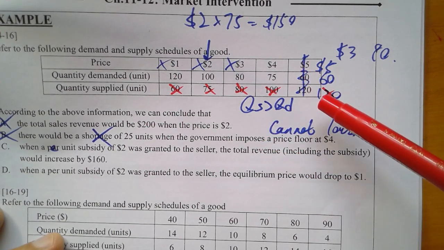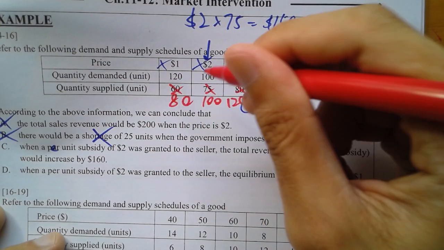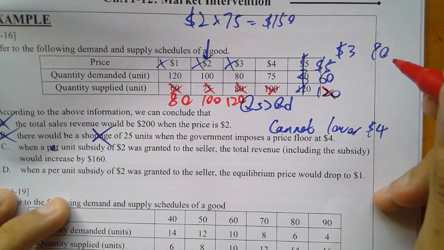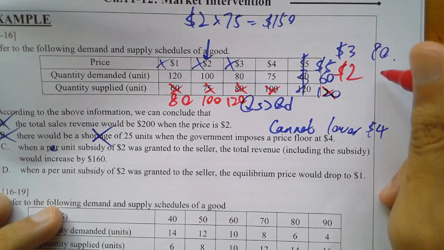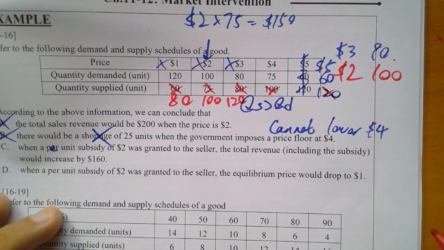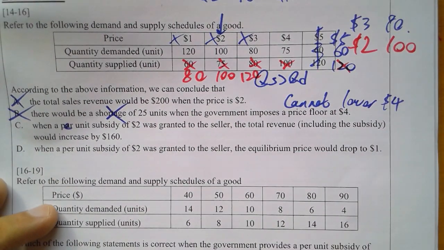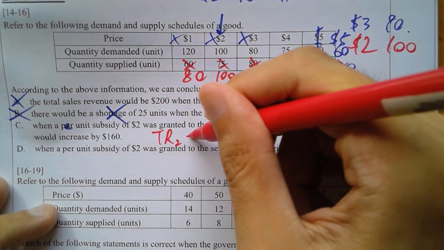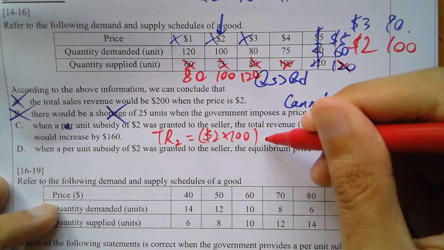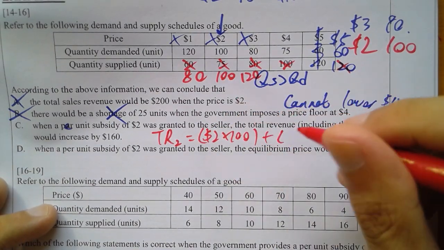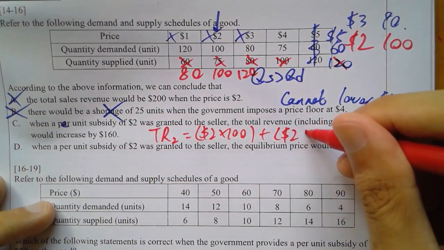Now, originally, $5 do 120. Right now, $3, 180. Then, under the new situation, will be $2, 100 units. So, let's work out the total revenue, including subsidy. Now, TR2 will be $2 times 100 times 1 plus. That would be a $2 subsidy for each unit.